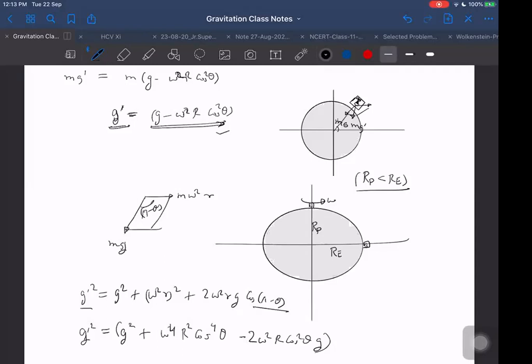Exactly the same we are getting. Then we can write it here as g minus omega square r cos square theta. What does P denote? P denotes pole, and R the equator. The radius at the pole is the same as at the equator.